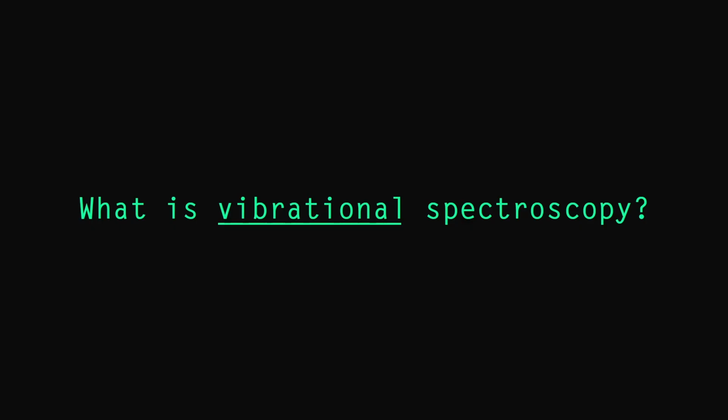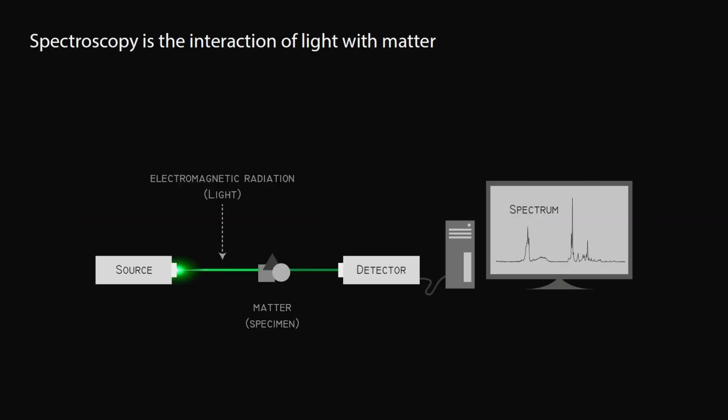Today I'm talking about what is vibrational spectroscopy. Spectroscopy is the interaction of light with matter. A typical spectroscopic experiment consists of a source for electromagnetic radiation, the sample or specimen, and a detector, which collects radiation from the sample and transforms it into something visible for us, the spectrum.